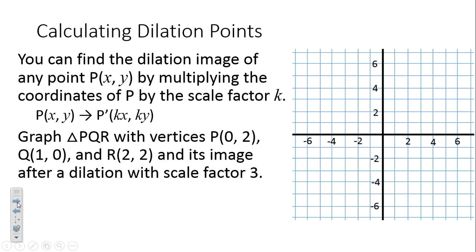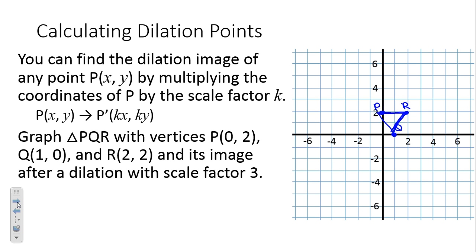So we'll start by plotting our points. P was 0 over 2 up. Q was 1 over 0 up. And R is 2, 2. We'll draw our triangle. And now we want to find the dilation of it.